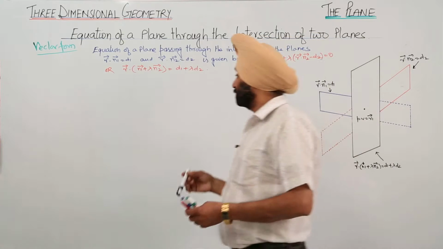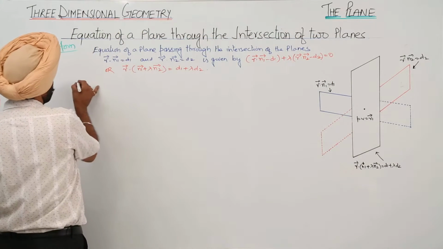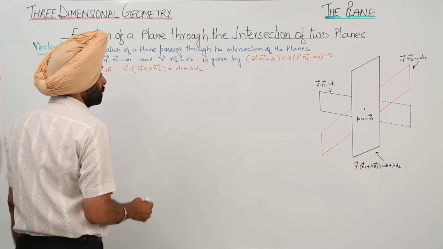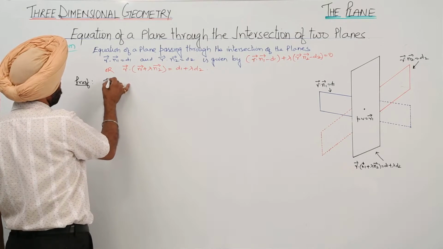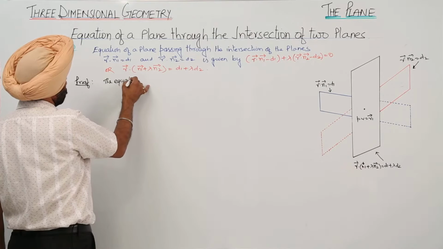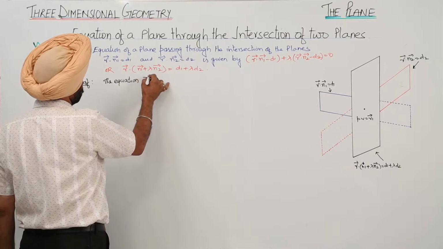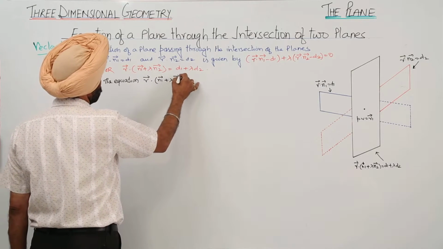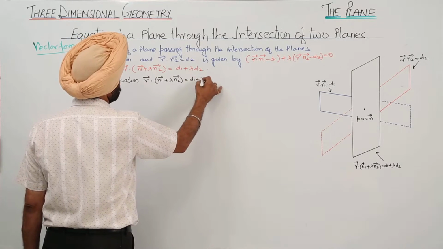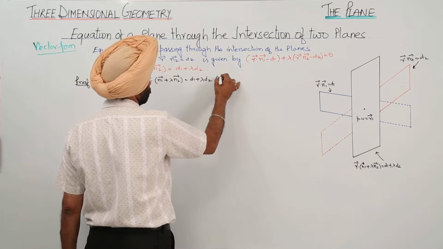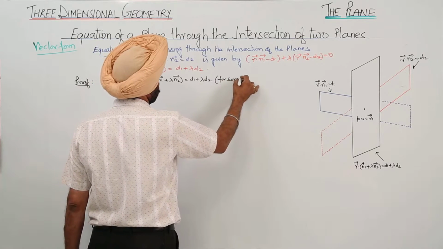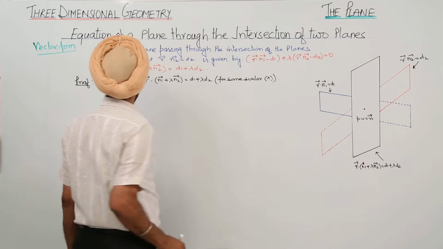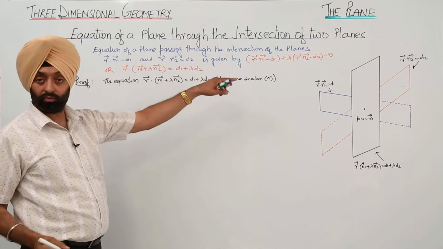Now let's prove it. Now proof. The equation vector r dot vector n1 plus lambda vector n2 is equal to d1 plus lambda d2 for some scalar, that is lambda. Now the equation, either this one or that one, and the same thing.